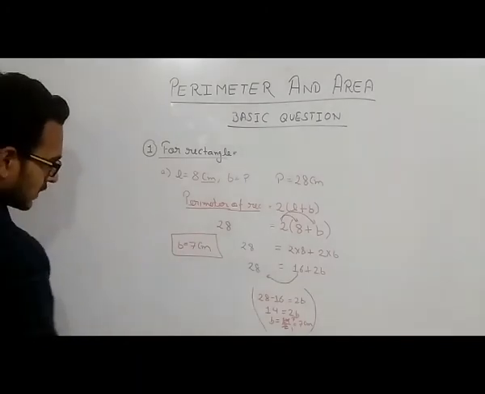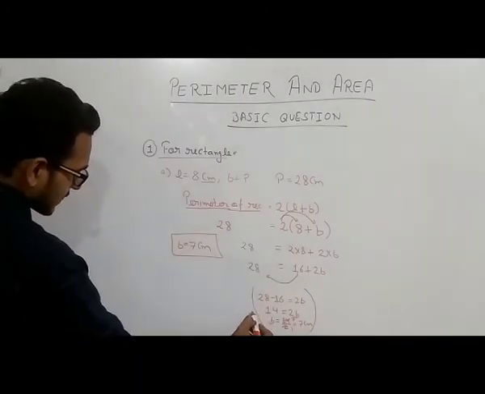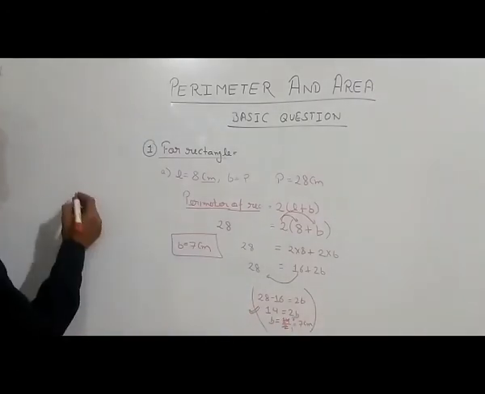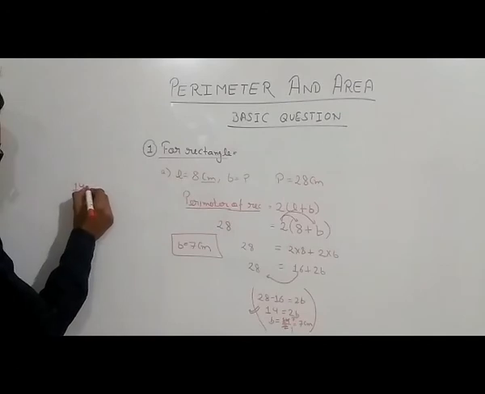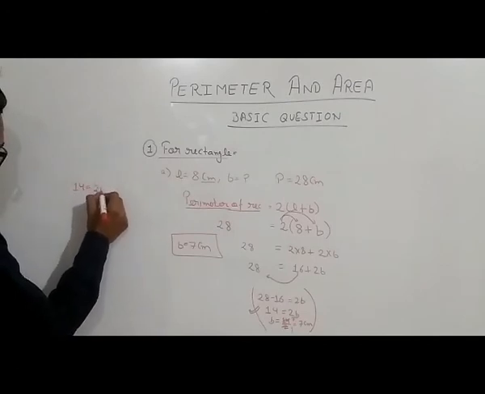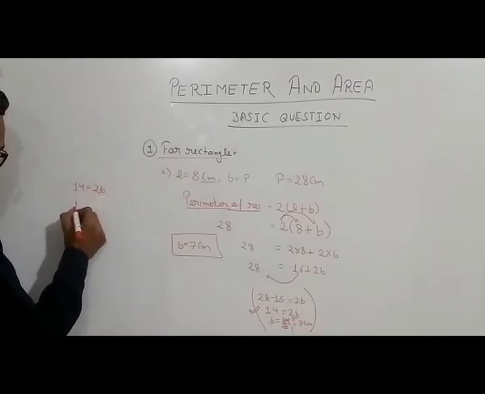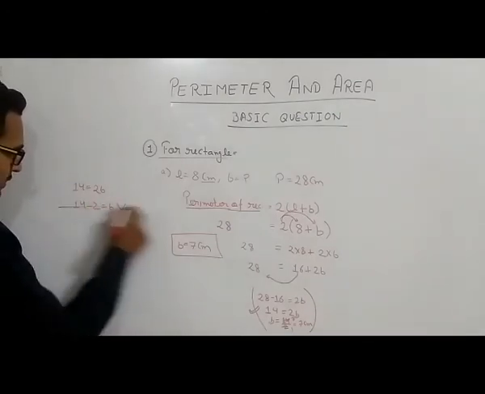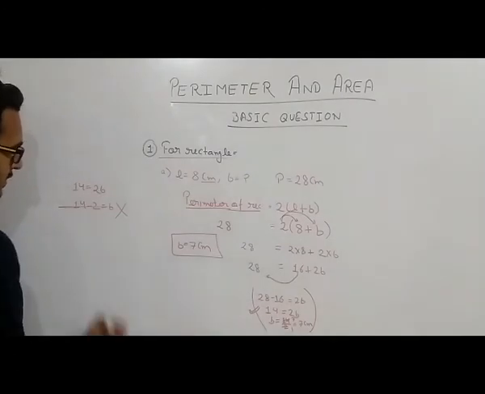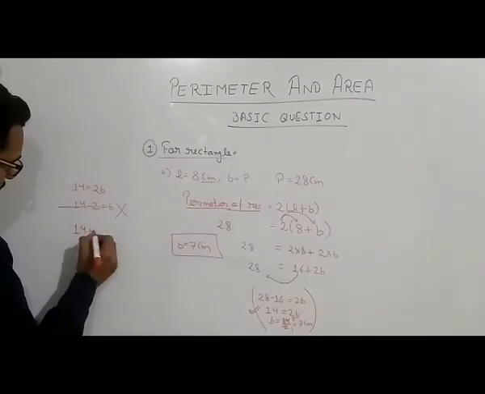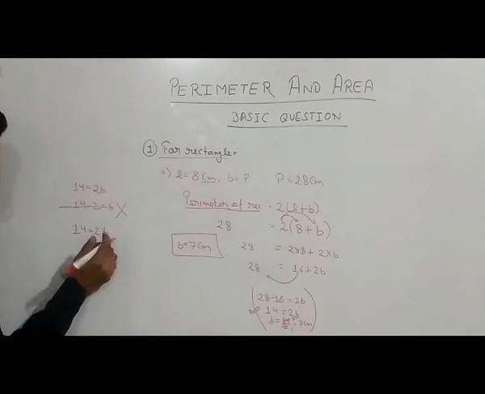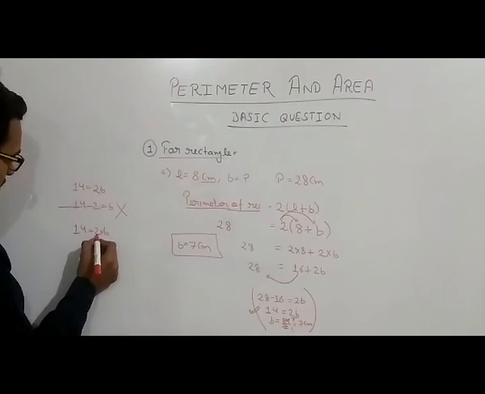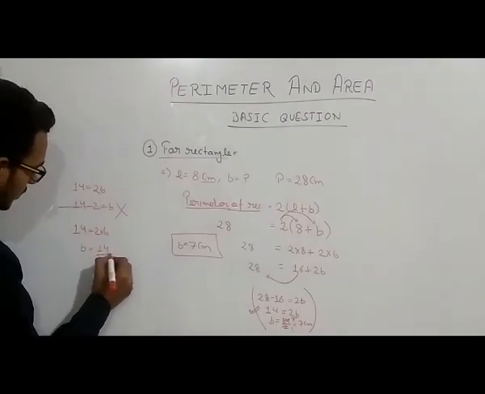Some students make such a mistake at that place. The mistake done by the student is like this: students write 14 equal to 2b, then 14 minus 2 is equal to b. This is the wrong method and this is the true method. 14 is equal to 2b. Here 2 is written with the multiplication sign with the b. So b is equal to 14 upon 2.